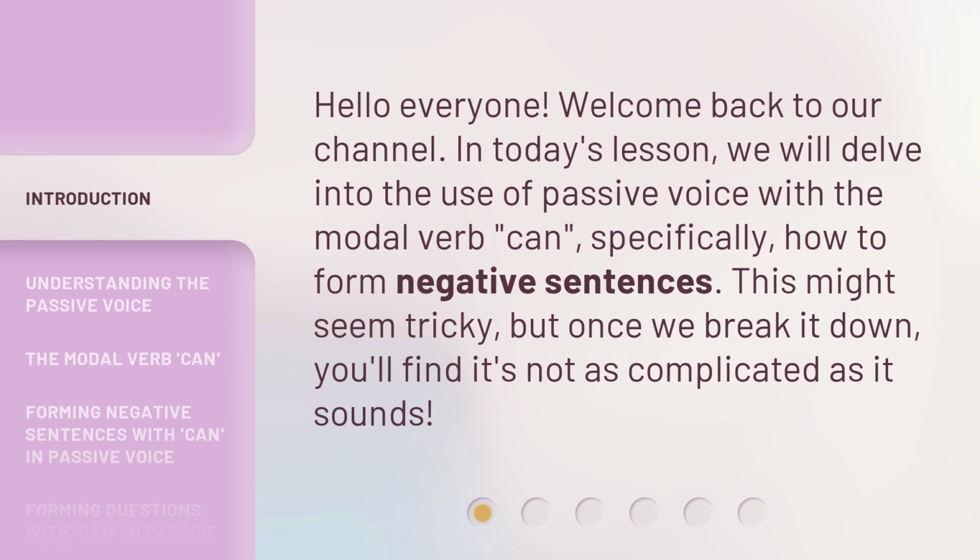In today's lesson, we will delve into the use of passive voice with the modal verb can, specifically, how to form negative sentences. This might seem tricky, but once we break it down, you'll find it's not as complicated as it sounds.